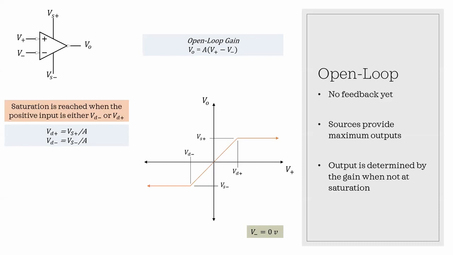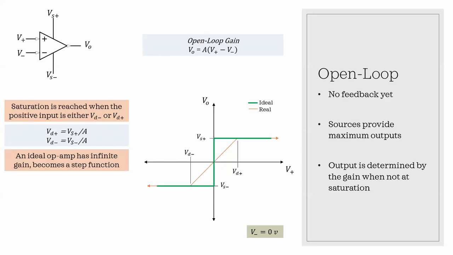So if we have a very small A, that Vd plus or minus gets pushed out, and we have a wider range where we're not in saturation. But we often have a very, very high gain, or A, so these slopes and regions are very, very small. And if our gain is in fact infinite, they become 0. So we wind up with what turns out to be a step function, where as long as our input on our non-inverting terminal is above 0, we are at saturation, and if it's below 0, we are at saturation on the negative side.